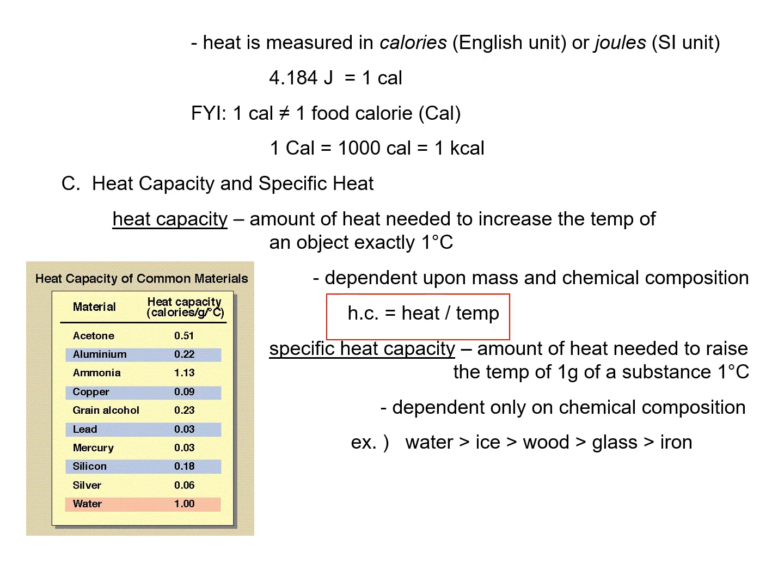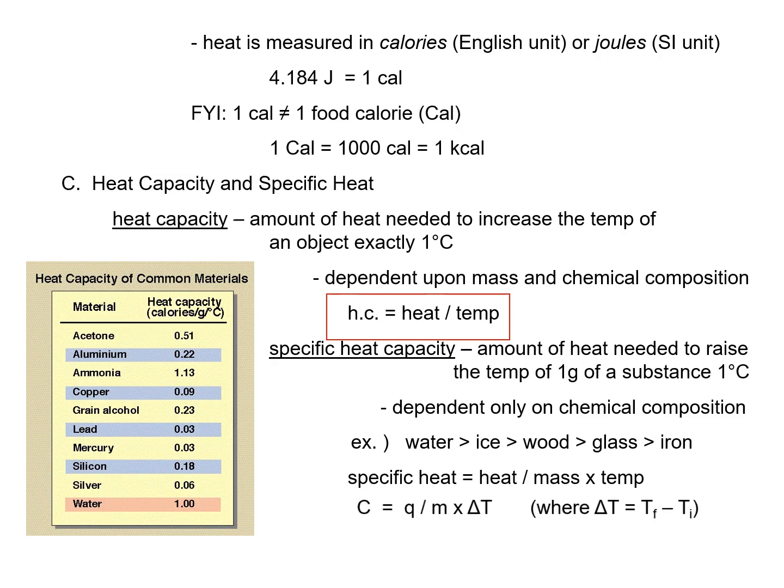Look at copper on this list, 0.09. So 0.09 calories, that's 9/100ths of a calorie, can take 1 gram of copper and raise it 1 degree Celsius. So you need a lot less energy to heat up copper than you do water. Water's really good at storing heat. Okay. So how do we calculate specific heat capacity?